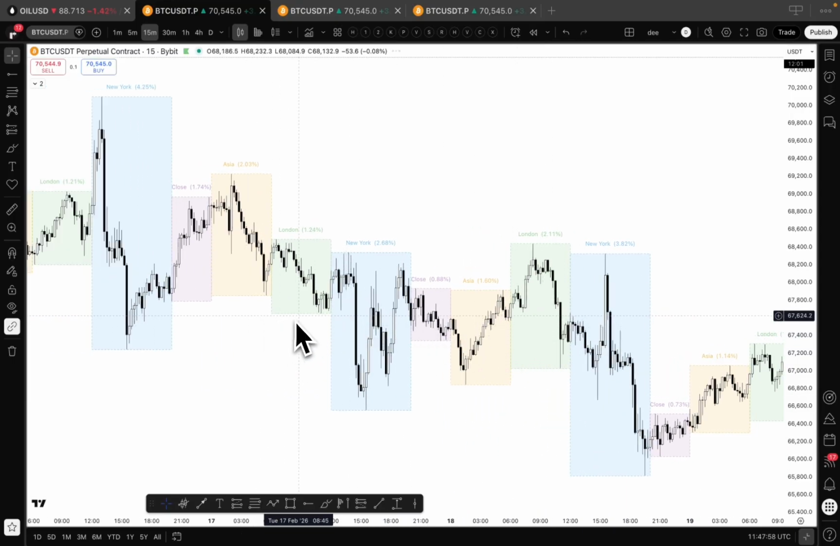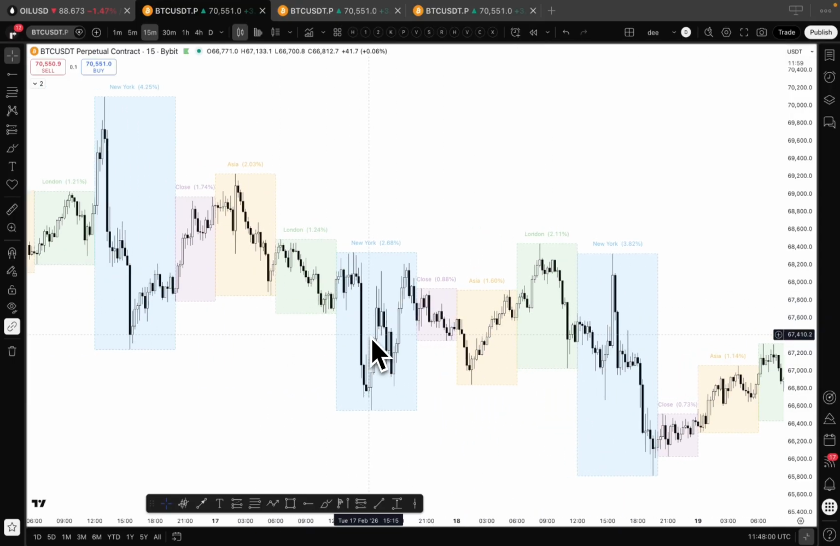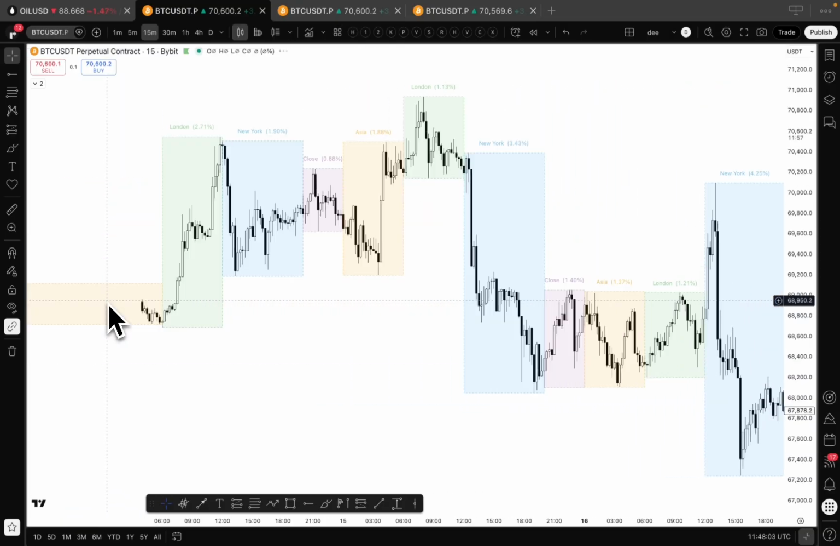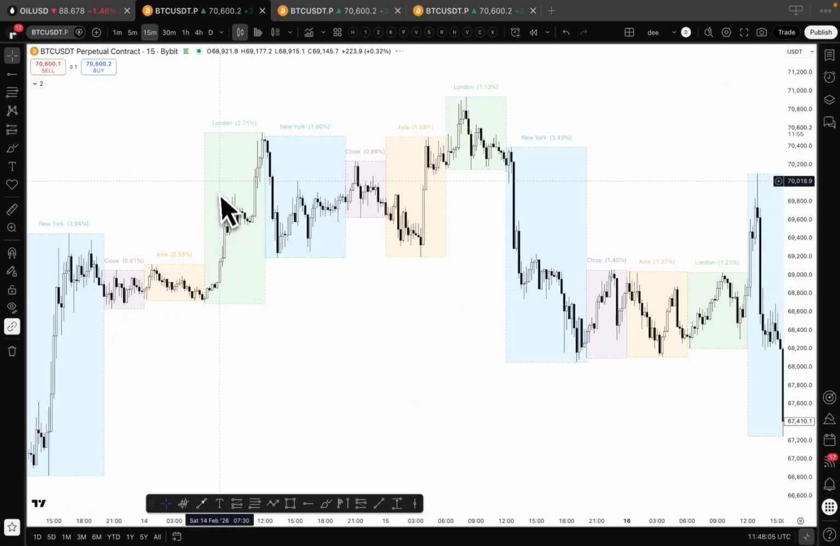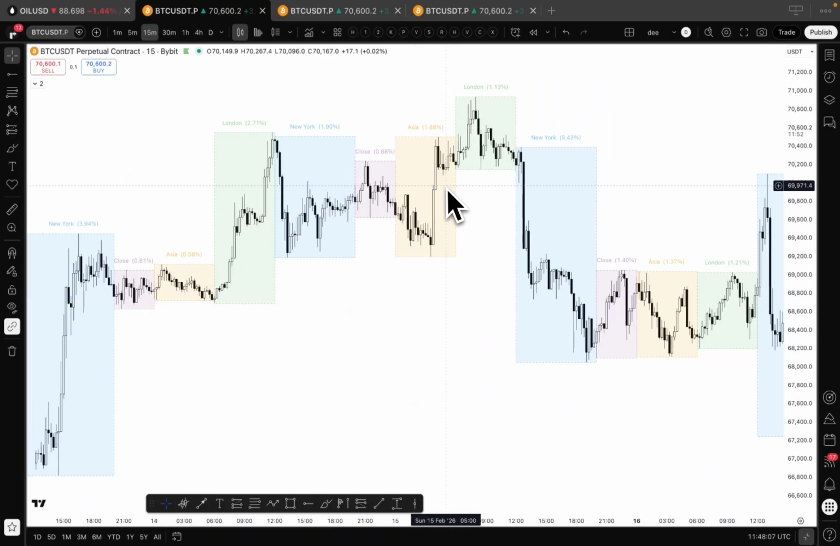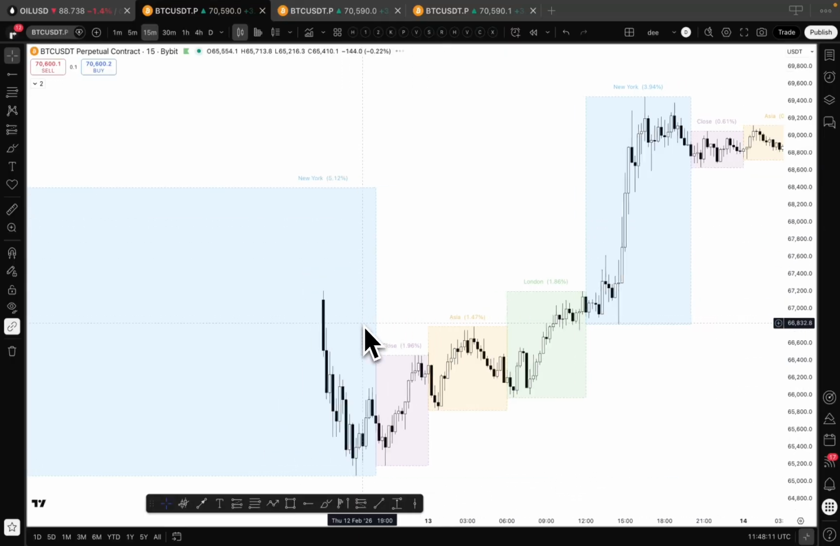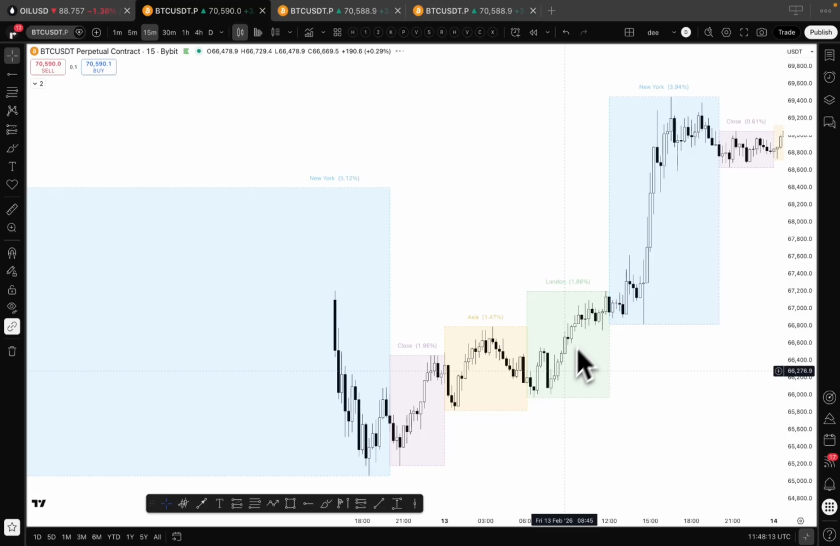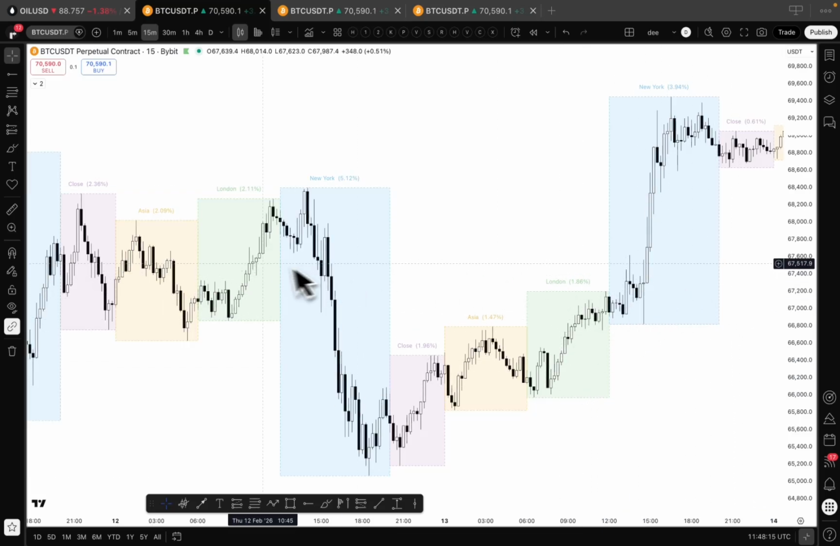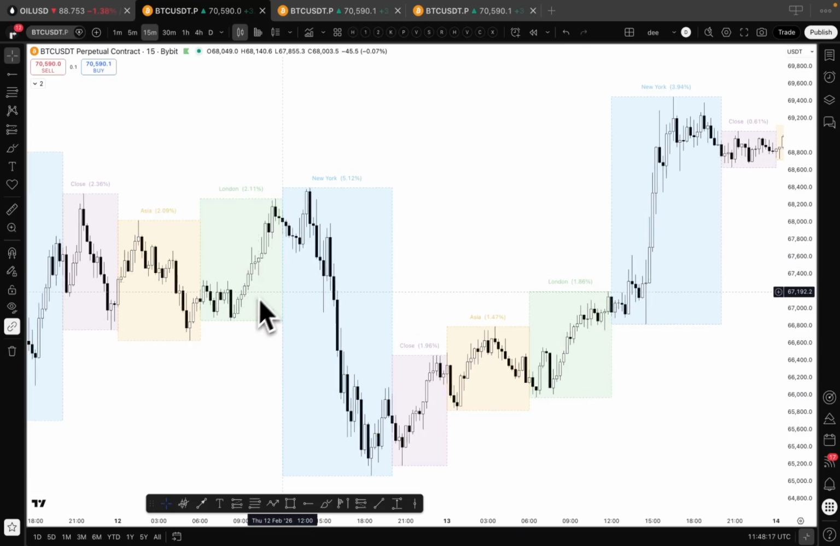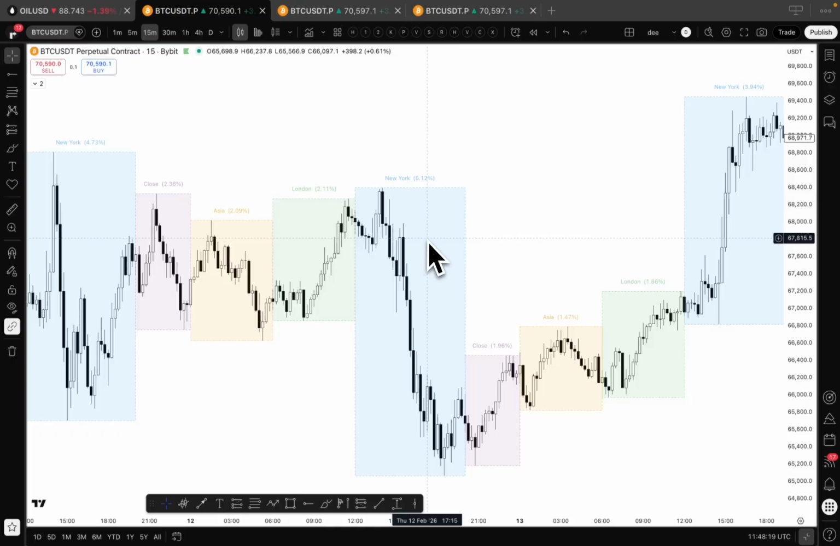Then we have London putting in the current daily low, New York taking it out. Then let's see. Daily high, New York took it out. Sunday, let's just leave weekend out of this. I prefer leaving weekend out of this. Network is a bit lagging. London putting in the current daily high, New York taking it out. London putting in the current daily high, New York took it out.